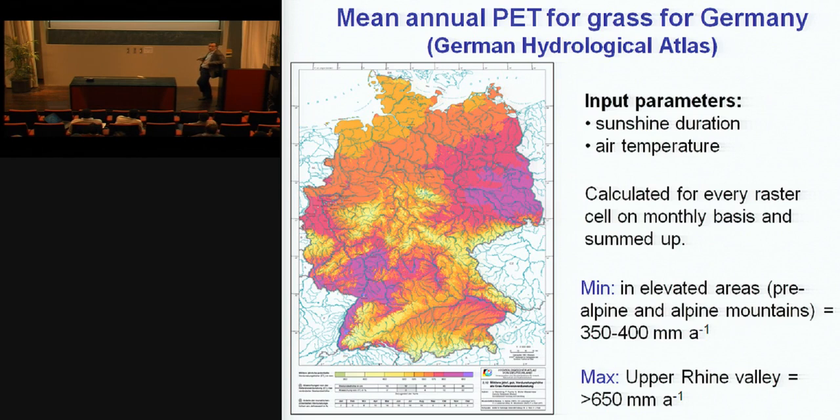Higher mountains, if you would know the topography of Germany, you could say these are mountainous areas. This is higher, and therefore you have much lower evaporation, higher, cooler, less energy available. The Rhine Valley here is the warmest, and then you have more than 650 millimeters of evaporation in this part, and also in the eastern part of Germany.